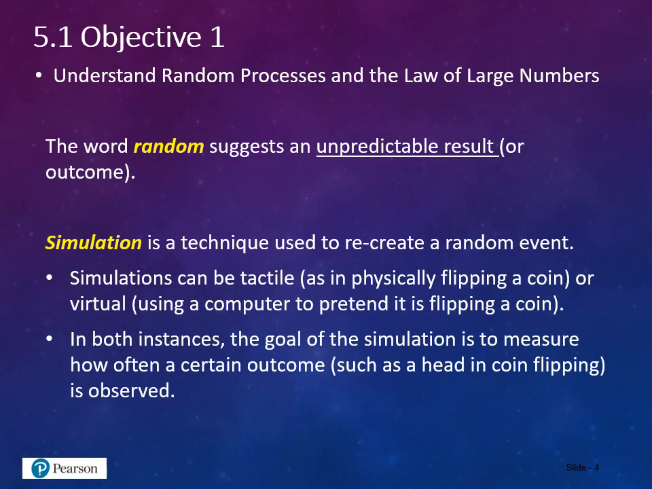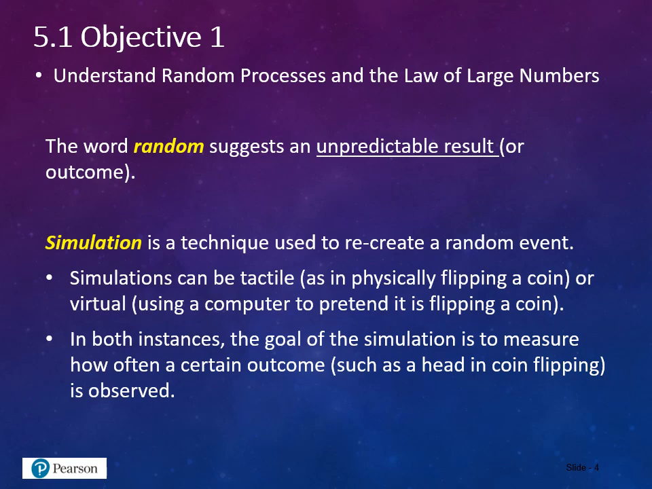Our first objective is to understand random processes and the law of large numbers. The word random suggests an unpredictable result or outcome. This just means that when we do something, there's no certainty about the outcome. So, for example, flipping a coin. Yes, we could flip heads. Yes, we could flip tails, but there's no guarantee that we'll flip a head or a tail. They're equally likely, and so they're random possibilities.